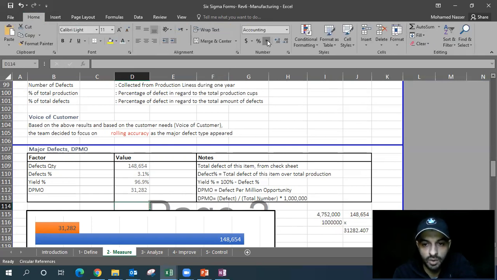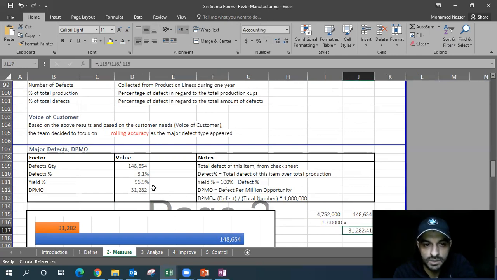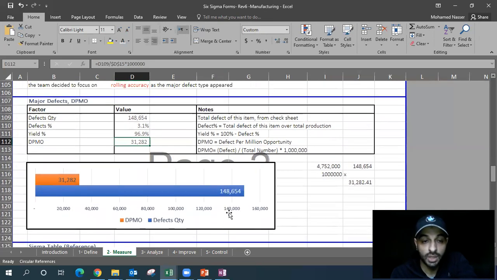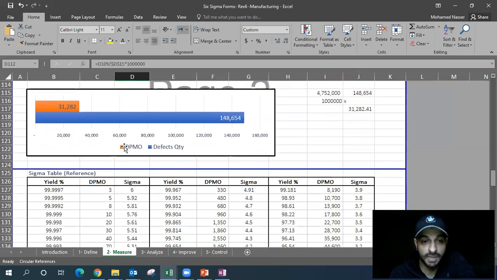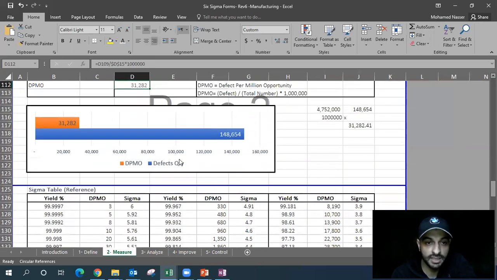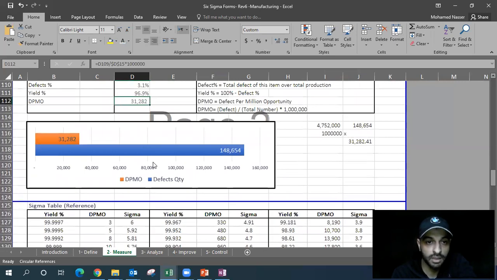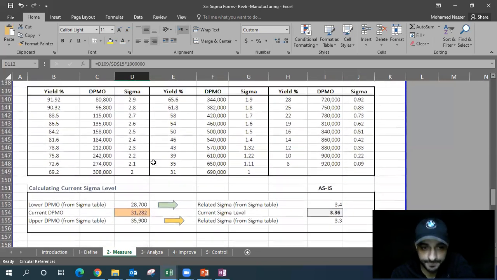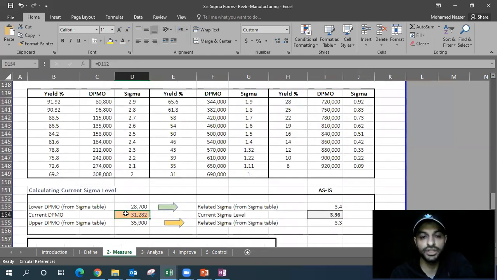So the DPM in your case is 31,282. This is the defects per million. Then you go to the reference table. Do you remember this table? You find the DPMO 31,282, where is it? You write it here in the interpolation, and then you take the lower and upper items.